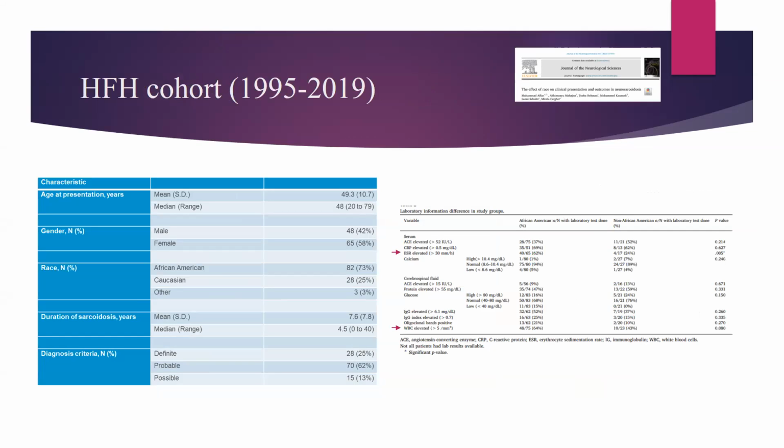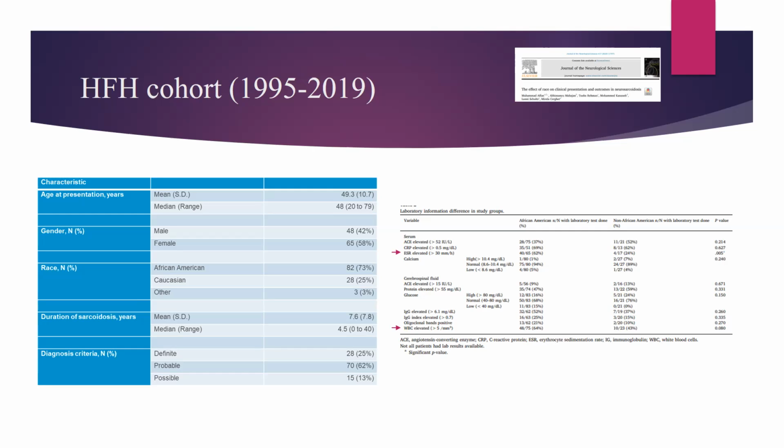When we look at our Henry Ford patients, the majority were women and African American. The median age of presentation with neurological symptoms was 48. In the laboratory data, they had elevated CRP, ACE, and sed rate. It seems that African Americans are more likely to have an elevated sed rate than Caucasians with neurosarcoidosis.